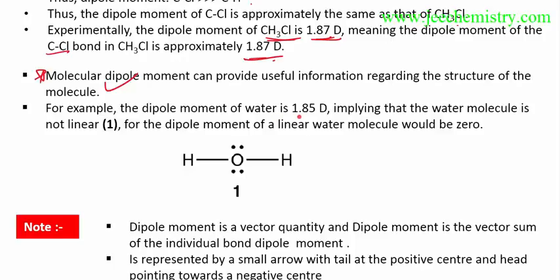Experimentally, the dipole moment of the water molecule is 1.85. If we are getting 1.85, it implies that the water molecule is not linear. If the linear structure were there, the dipole moment would be 0. But experimentally the dipole moment of the water molecule is 1.85 D. That means the structure is somewhat different from the linear structure.